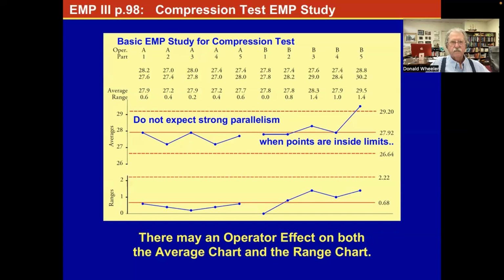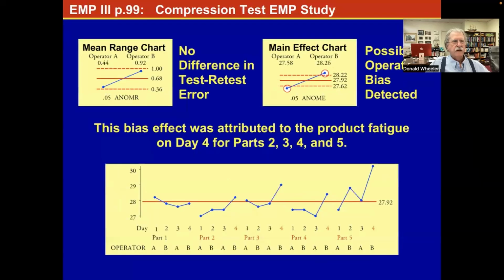So let's go to our follow-up studies. The mean range chart shows no differences in test-retest error. The main effect chart shows possible operator bias. But these parts had to relax after each test. So they let them relax 24 hours between test and retest. And they alternated operators. So it was A, then B, then A, then B. So operator B always had days 2 and 4, while operator A had days 1 and 3.